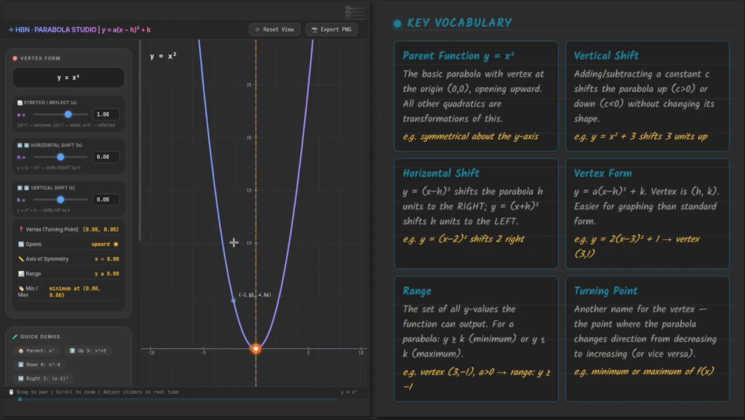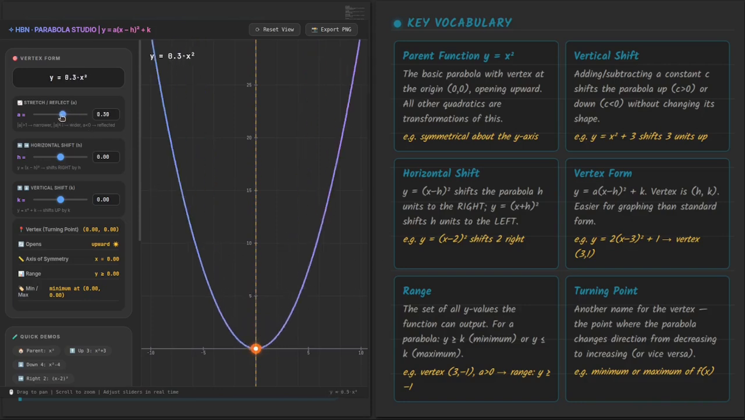Now for this parent function, it is the basic parabola with vertex at the origin. So if you look at the vertex of the parabola, it is at the origin. You see, this is the origin, and it opens upwards. Now any other quadratic function derives from this. All the other ones are just transformations of this basic one.